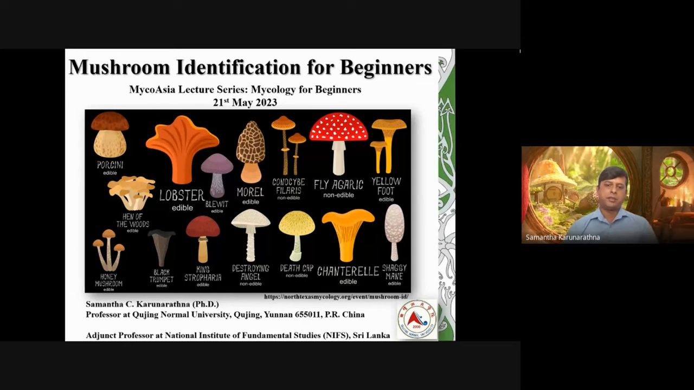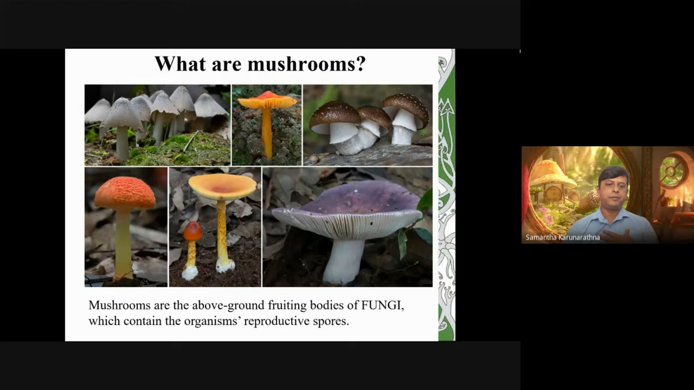Next slide, please. Let's see what mushrooms are. As you know, mushrooms, you can see in different shapes, different colors. Mushrooms are actually the fruiting bodies of fungi, which contain the reproductive spores, what we call basidiospores. Next slide, please.